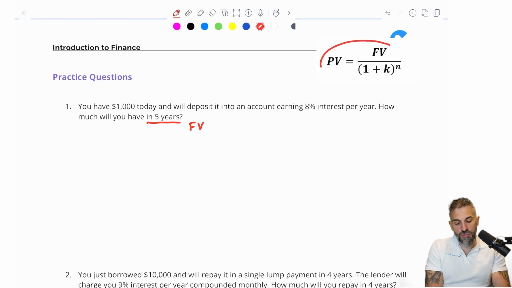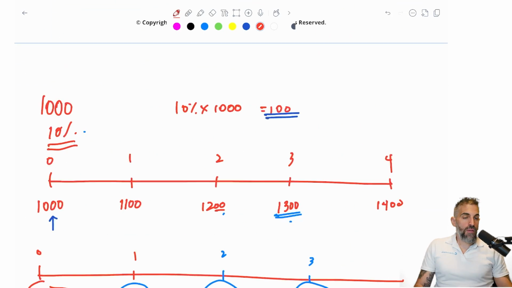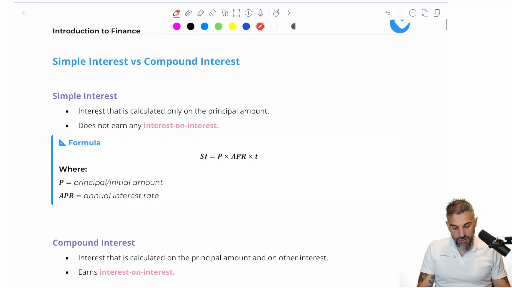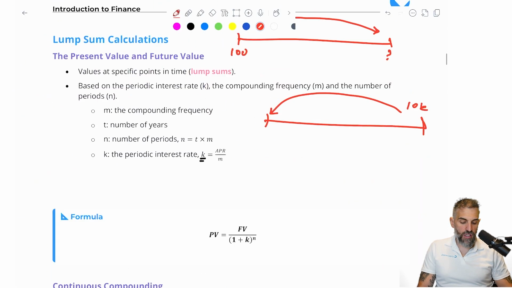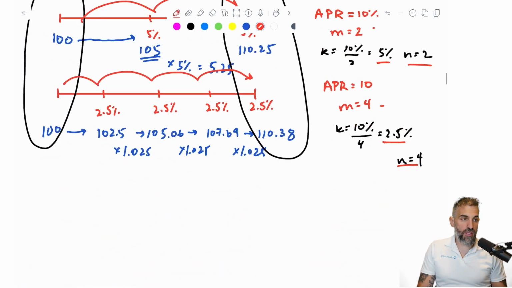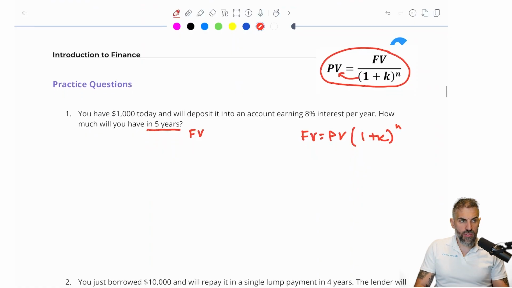So if you're looking for the future value, all you need to do is rearrange this formula by moving this up here. So the future value formula is actually the present value, and we just saw that one a second ago, multiplied by 1 plus k to the n. Okay, remember? Okay, so I showed you that formula here. It's the same formula. So the present value formula and the future value formula are the same formula, just rearranged. And so let's get into it.